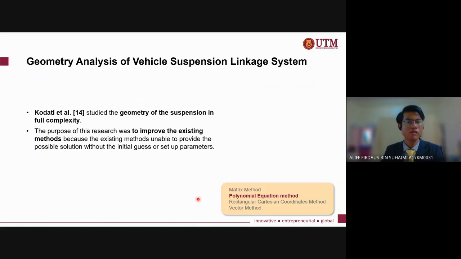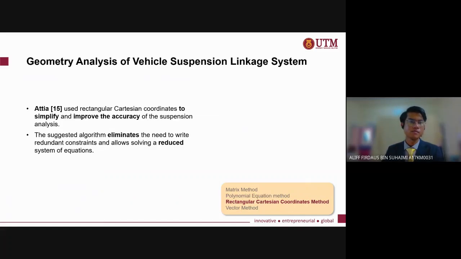Okay, next we have the second method to analyze the geometry, which is the polynomial equation method. Kodati and his friends studied the geometry of the suspension in full complexity. So the purpose of his research was to improve the existing methods because the existing methods were unable to provide the possible solution without the initial guess or setup parameters.